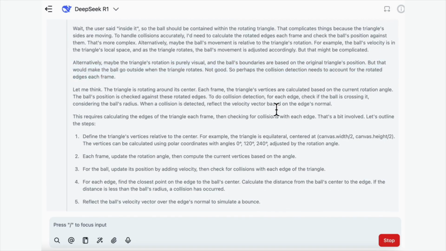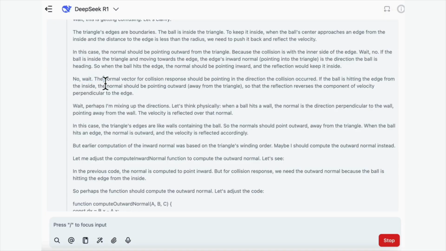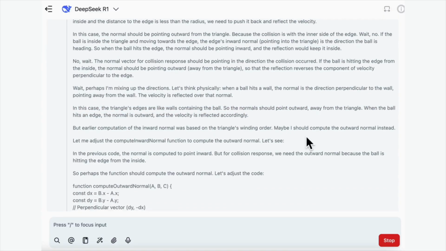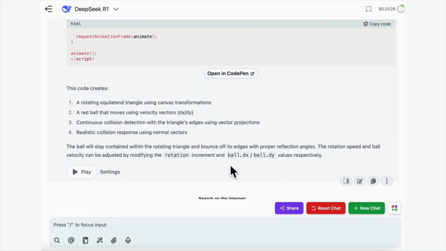A very long thinking process, I must say. How funny is this? It says, no, wait, the vector should be pointing in the direction, then suddenly goes, wait, perhaps I'm mixing up. You can literally see it giving a solution, then evaluating its own solution by saying, wait, wait, and then self-adjusting. It's kind of amusing to watch it think like a real person here. All right, here's its final result after that long thinking process.